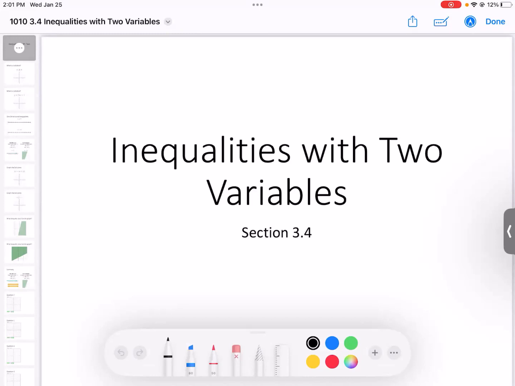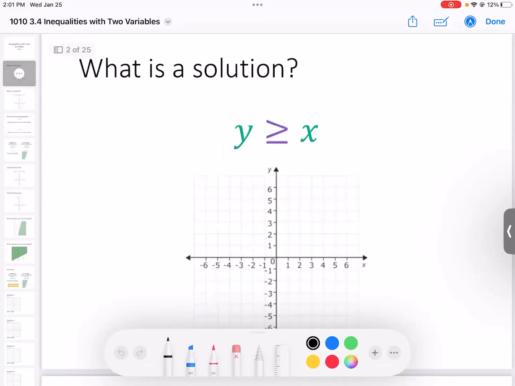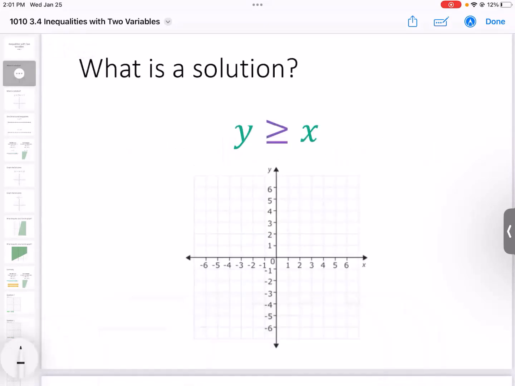So with section 3.4, let's start with a really simple inequality that has two variables. So we have y is greater than or equal to x. So since we have two variables, our solutions are going to be ordered pairs. And I want you guys to think of an ordered pair that would make this inequality true. And when you've got one, just go ahead and raise your hand and we'll graph it.